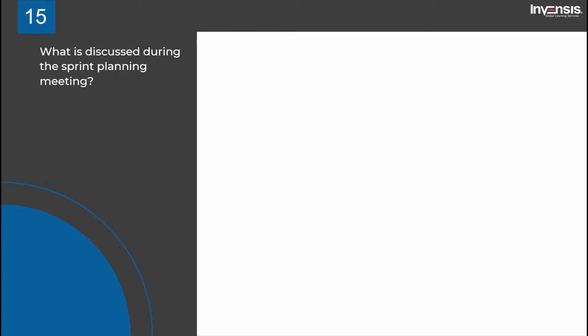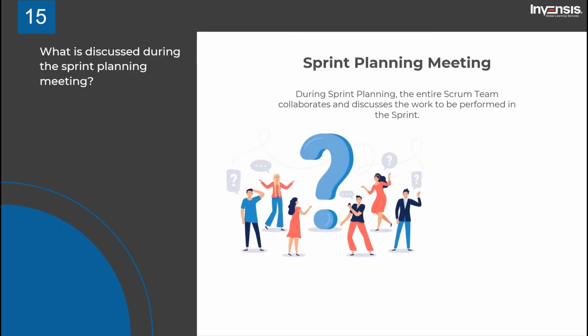What is discussed during the sprint planning meeting? During sprint planning, the entire Scrum team collaborates and discusses the work to be performed in the sprint. The Scrum Master ensures that the event takes place and that attendants understand its purpose.